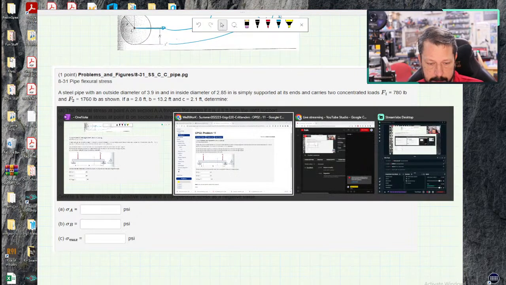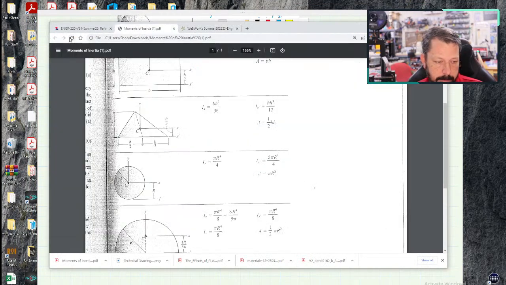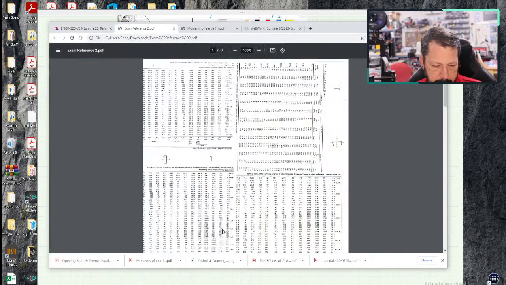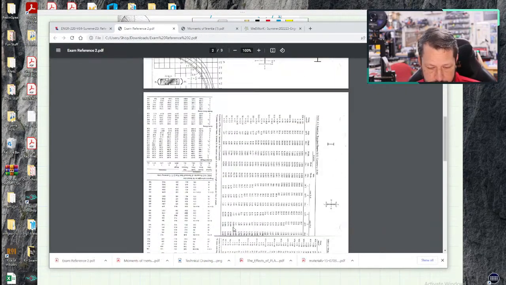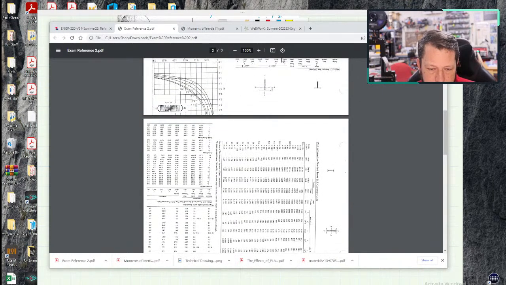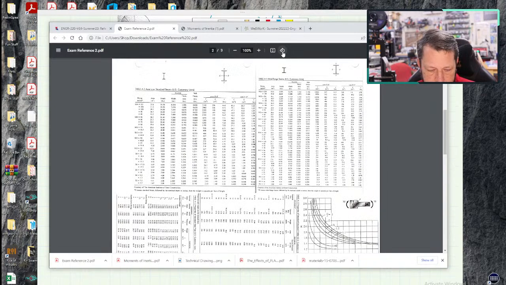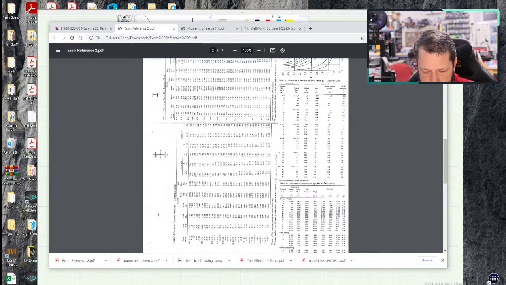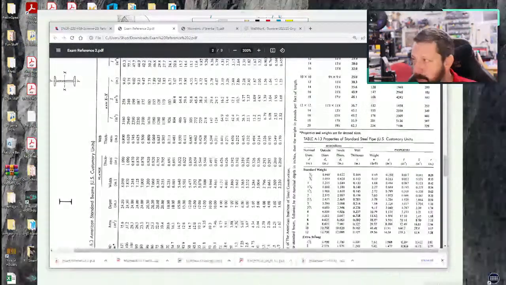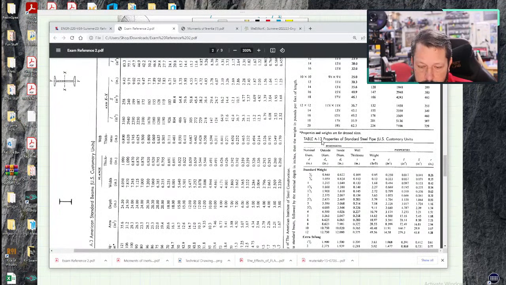So in your case, you would go to, I don't remember which exam reference it is, or if you have the book, I don't remember which page number it is, but there is a, here they are, got to rotate. So over here in the right hand corner, properties of, this is standard steel pipe, so PVC pipe would have its own set of table like this. We just don't do anything with that in the class.